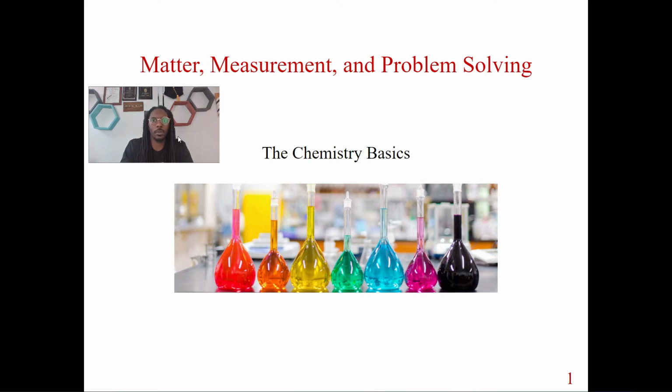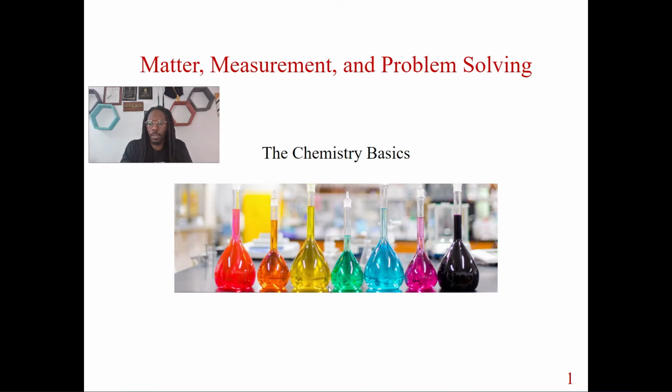This is General Chemistry 1, and in Unit 1 we're going to be discussing matter, measurements, and problem solving. A lot of stuff is going to be happening here, but I like to think of these three things as just the chemistry basics. Before we learn anything else, you have to understand these basics.